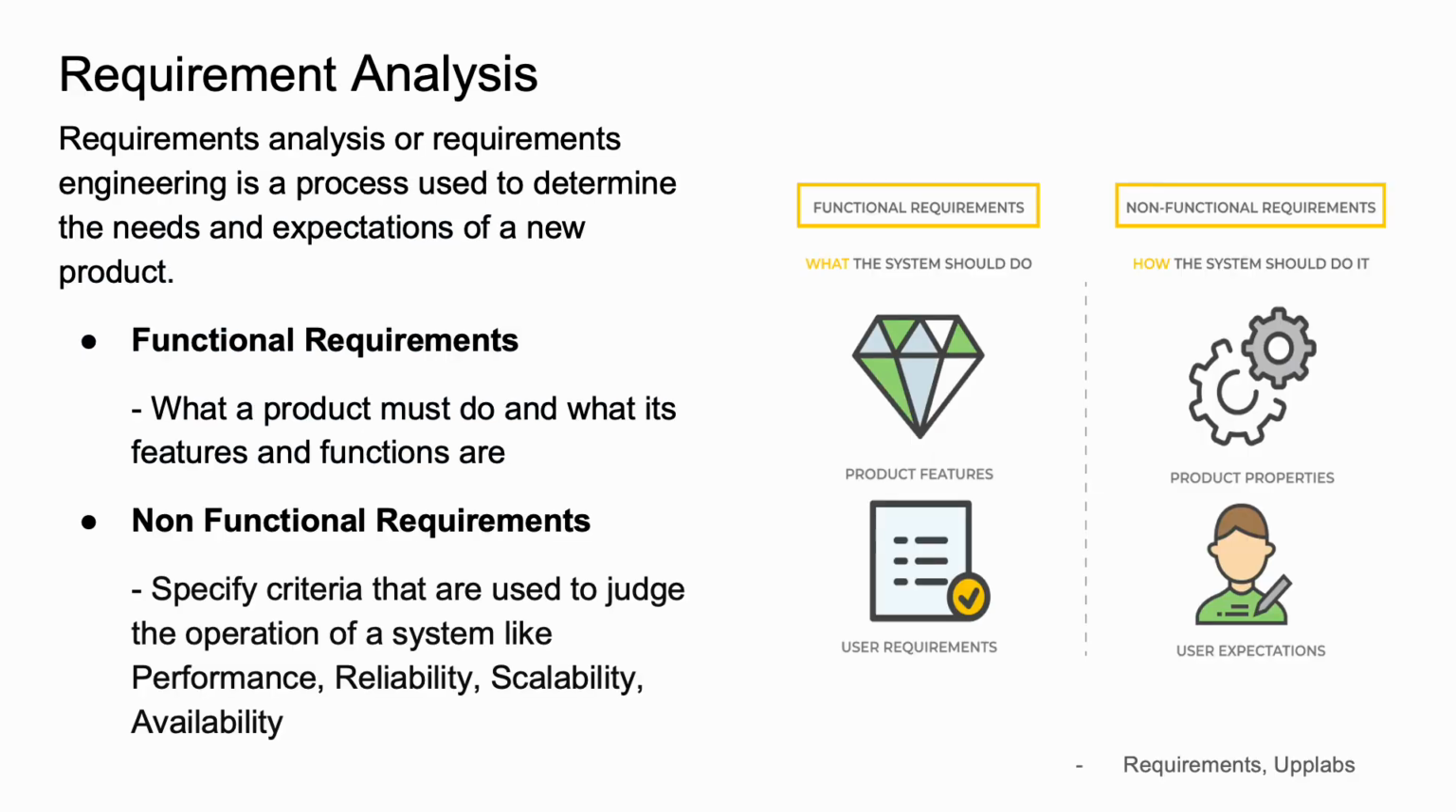To design a system, first we need to gather requirements from various sources. Requirement analysis is a process used to determine the needs and expectations of a new product. It involves frequent communication with the stakeholders and end users of the product to define expectations and document all the requirements. There are two main types of requirements: functional and non functional requirements. Functional requirements are all about what a product must do and what its features and functions are. Non functional requirements specify criteria that are used to judge the operation of a system, like performance, reliability, scalability, availability, etc.